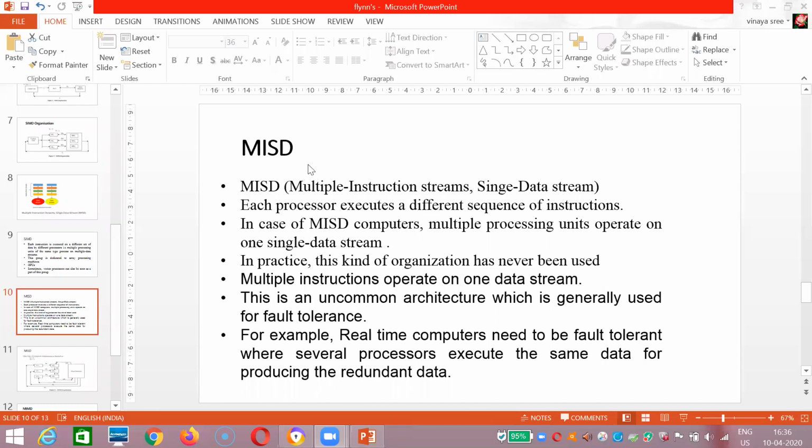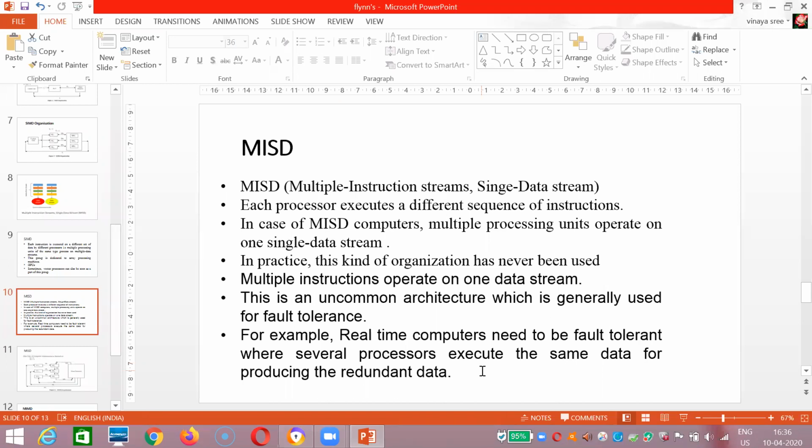Okay, so multiple instruction, single data. In multiple instruction, single data, the instructions will be different, so multiple instructions will be there at one time, but for all the different instructions, the data is the same. Multiple instruction single data is actually not that much used, but it is used for fault tolerance. For example, real-time computers where several processes execute on the same data.